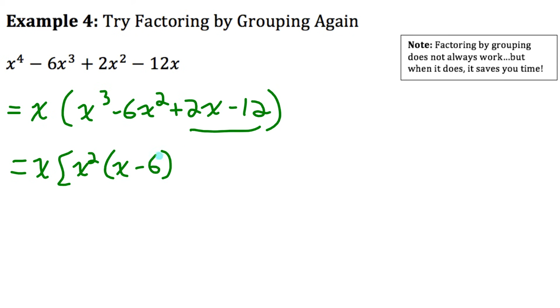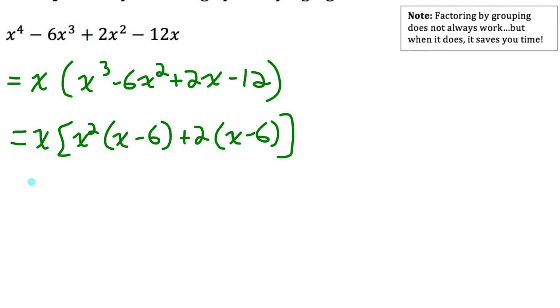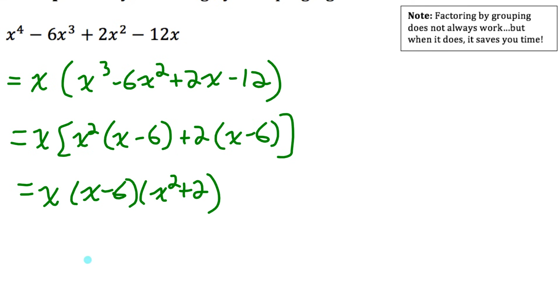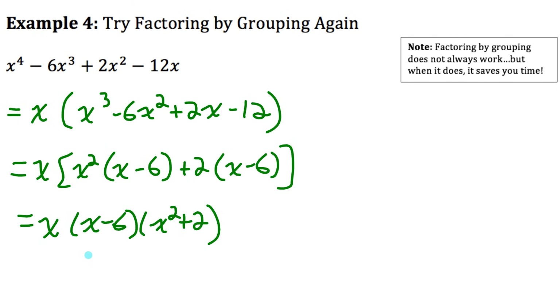From the last 2 terms, take out a common factor, so I could take out a 2, divide them both by 2, and I get x minus 6 again. The fact that these are the same means factoring by grouping works. So I could common factor out that common binomial of x minus 6, and if I do that, I'm left with x squared plus 2. We got that entire degree 4 polynomial into fully factored form without having to do any testing for zeros or synthetic division. So if there's 4 terms, check if grouping works.